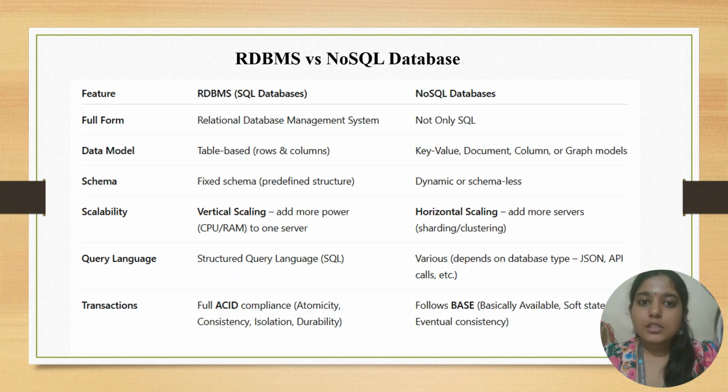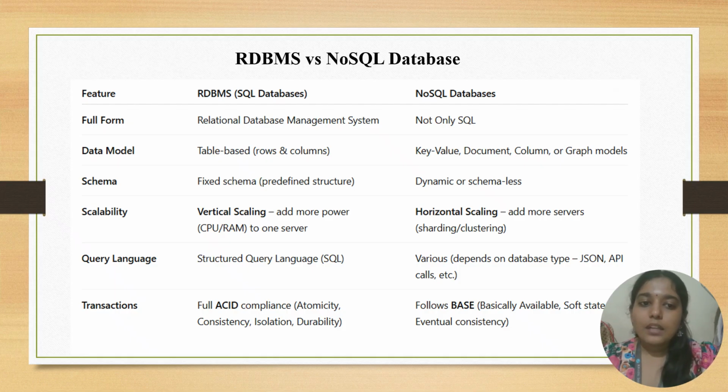These are some differences between RDBMS and NoSQL databases. So RDBMS is relational database management system and NoSQL is not only SQL. So the data model is that RDBMS uses a table-based structure, and in NoSQL it is either key value, document, column or graph model. In RDBMS it is fixed schema. In NoSQL it is dynamic or schemaless.